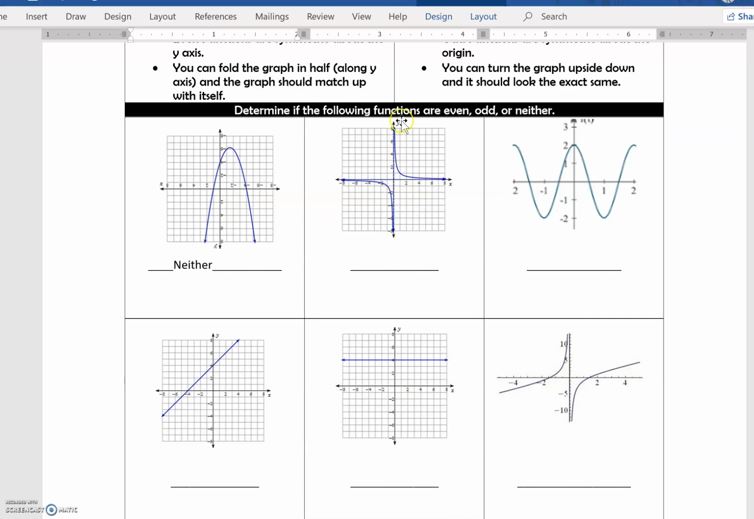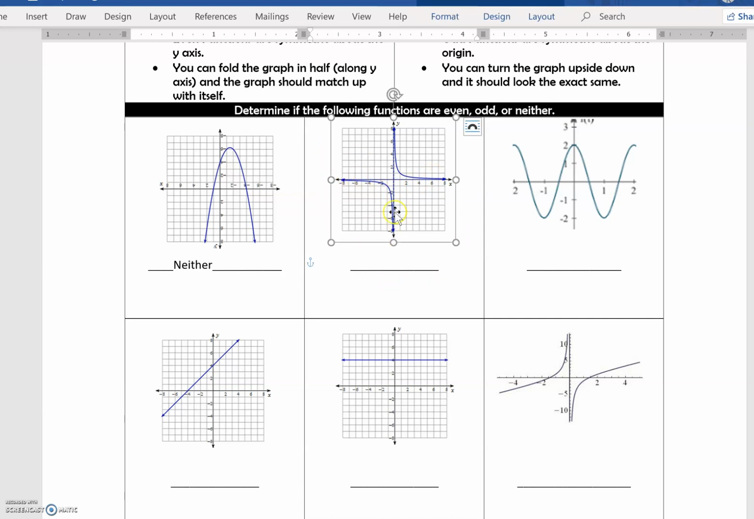Looking at our second one, if I were to fold it along the y-axis, you can see our graph exists up here on the right, or in the first quadrant, and it exists in the third quadrant. So if I were to fold it over, this one in the third quadrant would end up in the fourth quadrant, and you can see that it will never overlap. So it's not even, but let's see if it's odd.